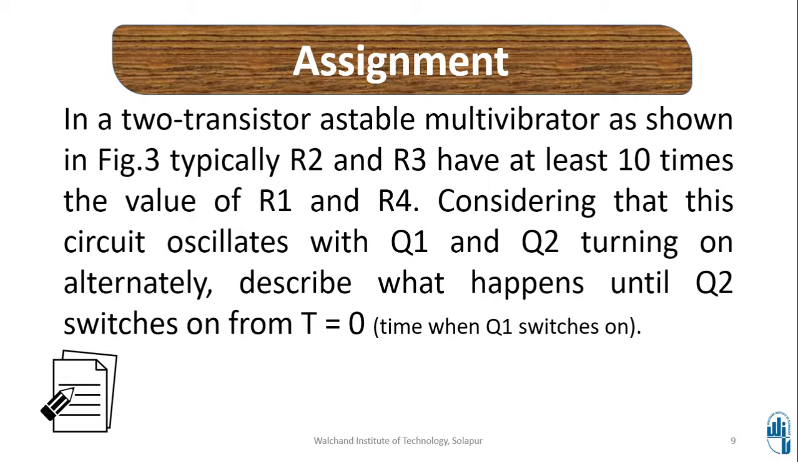Here is the assignment. Considering the base resistors are 10 times greater than the collector resistors, identify what happens from the time moment t equals 0 until Q2 switches on.